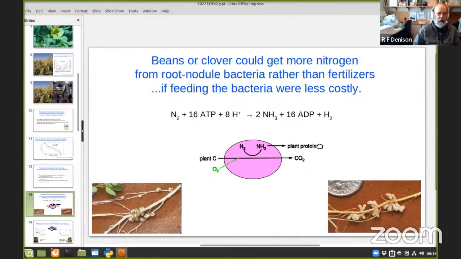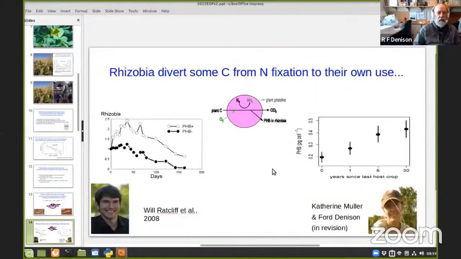But these bacteria don't respire all of the carbon. A significant fraction of that carbon they actually divert to their own use. For example, in a lipid called polyhydroxybutyrate, or PHB, which the bacteria can accumulate to on the order of half of their weight in PHB, they're diverting energy that could have gone to nitrogen fixation to their own use.